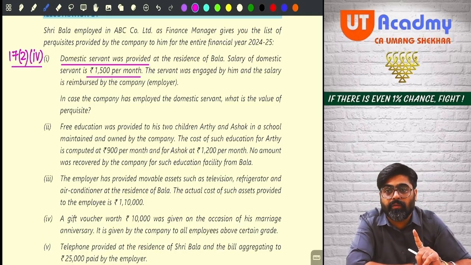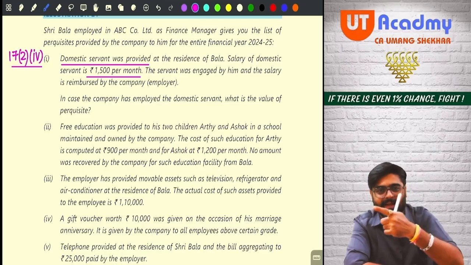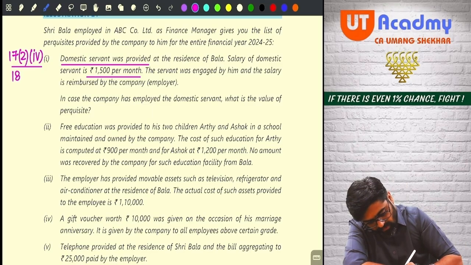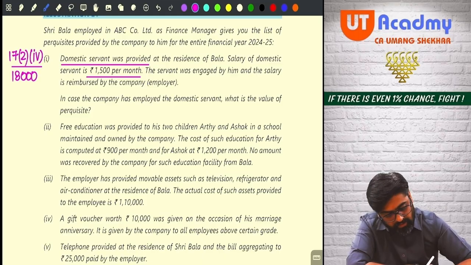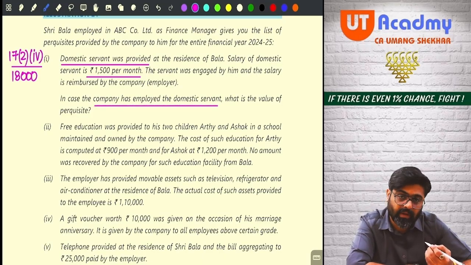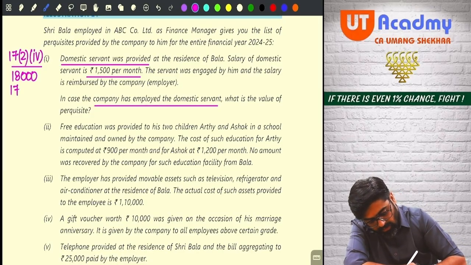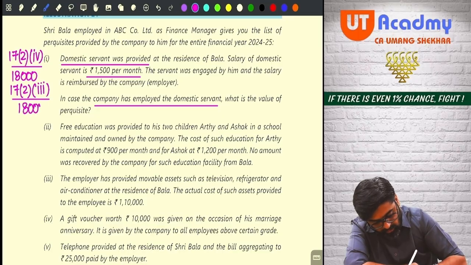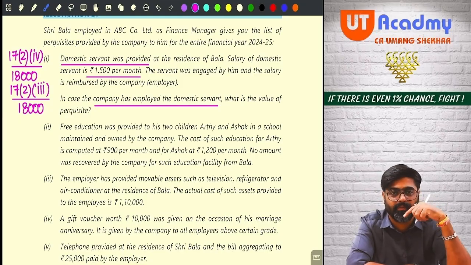Getting my point? Even if he is a specified employee or a non-specified employee, that 18,000 will be fully taxable for him. Sure? What if the company has employed the domestic servant? What is the value of the perquisite? Then also the value of the perquisite will be the same. But now the perquisite will be as per 17(2)(iii), and 18,000 will be taxable in his hands, assuming that he is a specified employee.